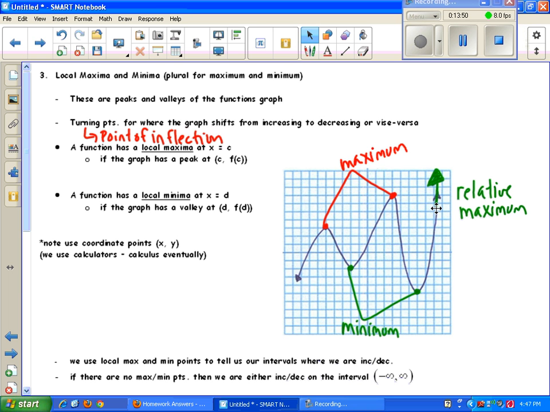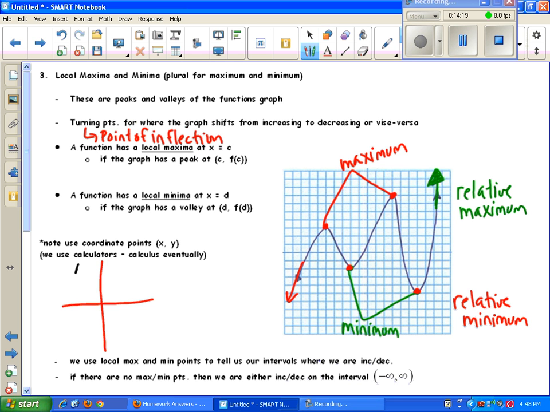So then the other points for the minimums down here would be called a relative minimum, because relative to the points around them, they are the lowest. However, notice that the graph right here keeps going on to infinity, so it's not the actual lowest value of our graph. So we also have what's called an absolute maximum or an absolute minimum.